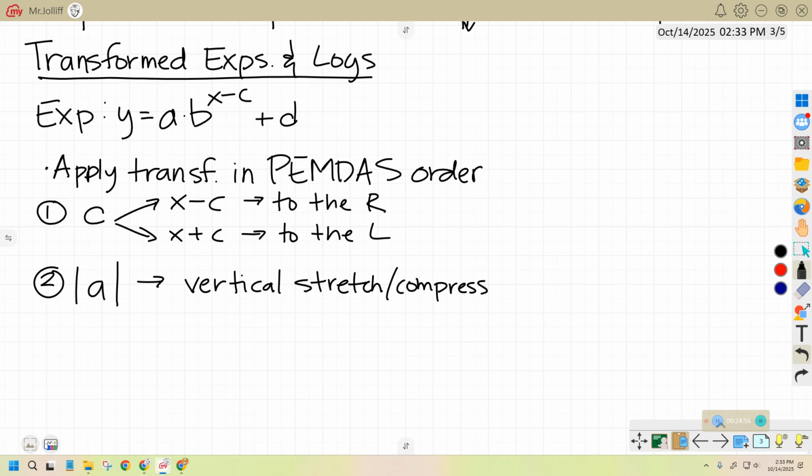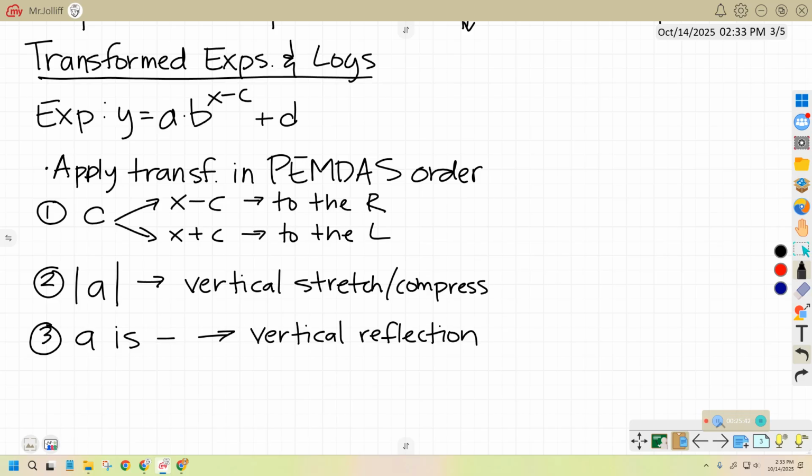It's going to take my graph and stretch or squish it. The other thing I have to worry about is the sign on a. If a is negative, what does that tell me I've done to my graph? Flip it, yeah. That's a vertical reflection. Takes an increasing graph, makes it decreasing. Takes a decreasing graph, makes it increasing. Flips it upside down.